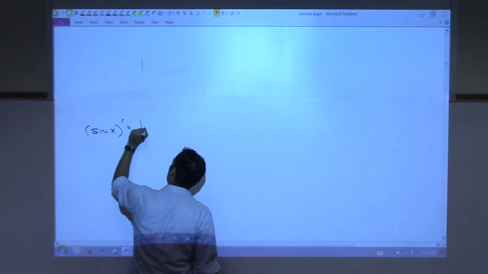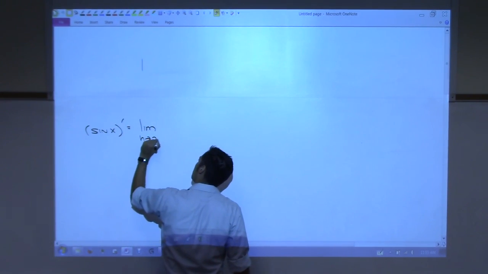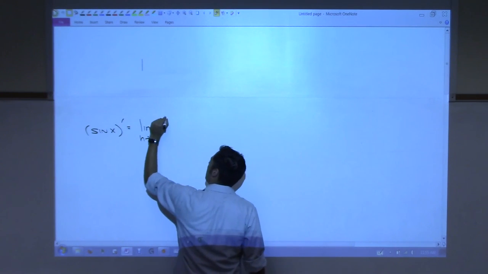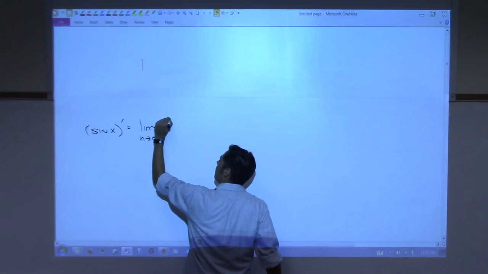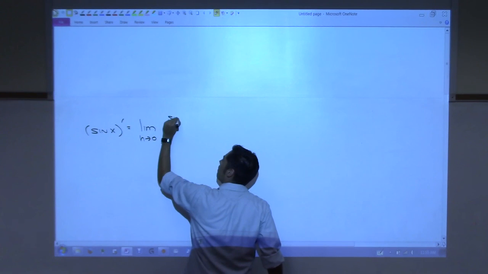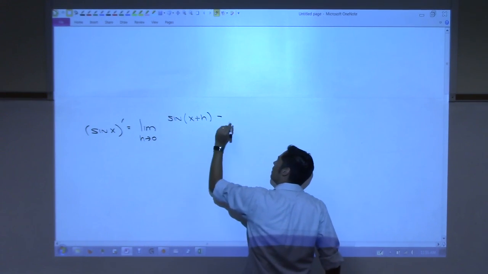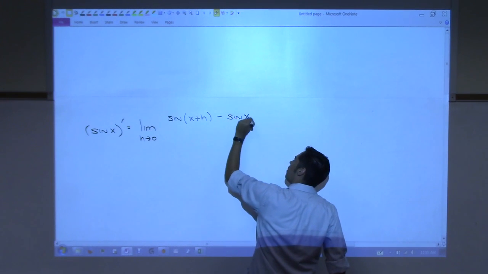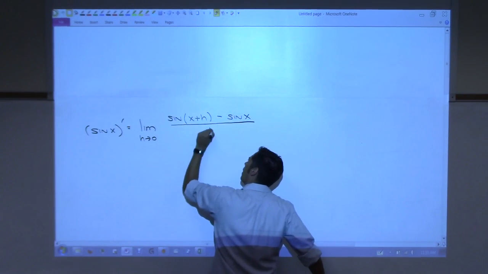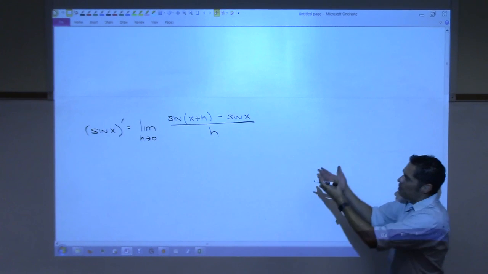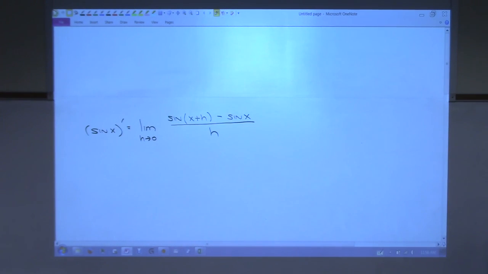Well, that's the limit as h goes to 0. And I'm going to plug what into the sine function first? X plus h. And then I'm going to subtract from that sine x, and then all over h. That's it. Doesn't that look pretty nice? It doesn't look too intimidating, does it?